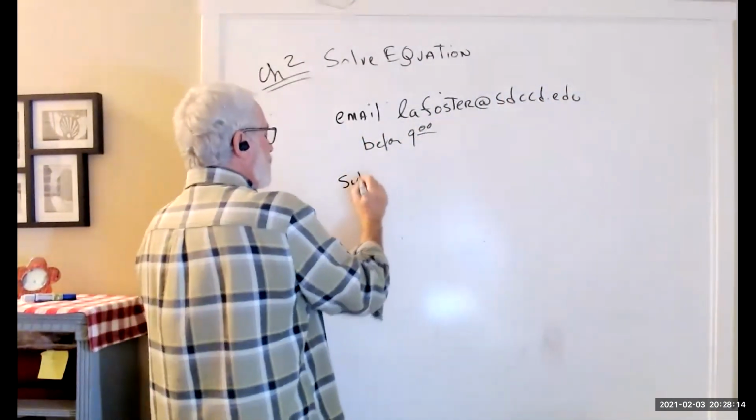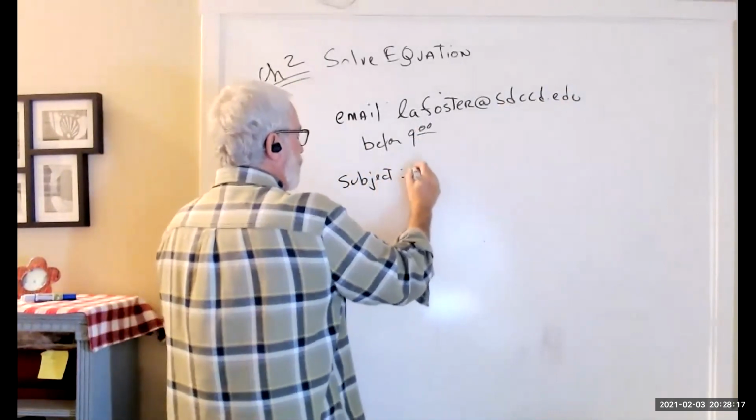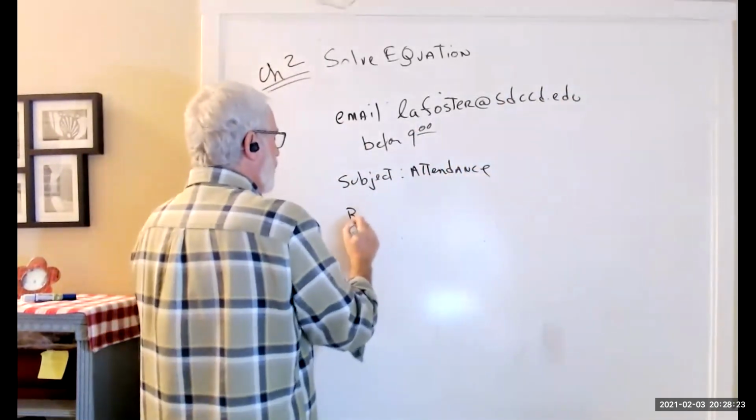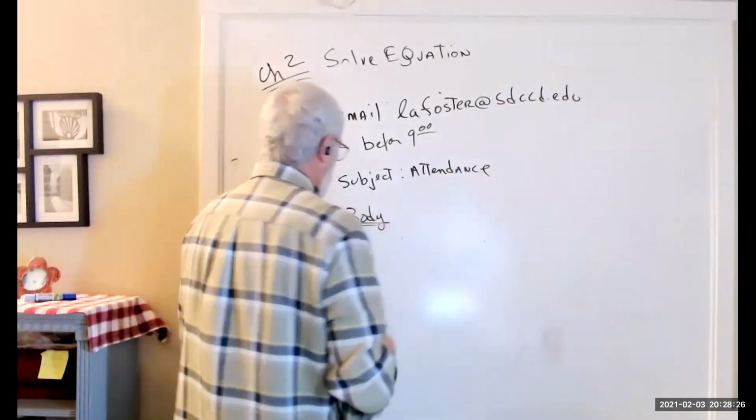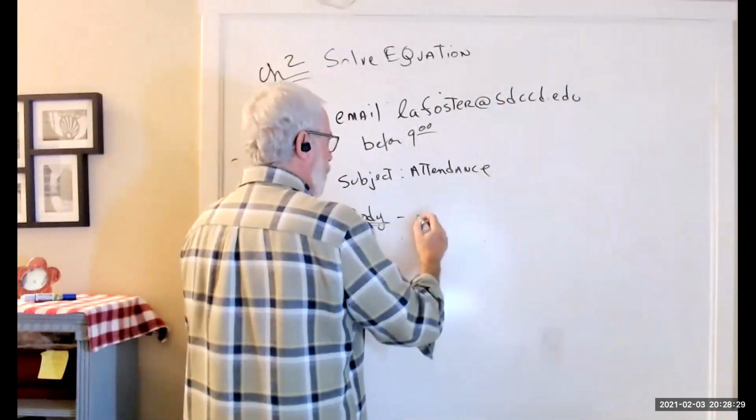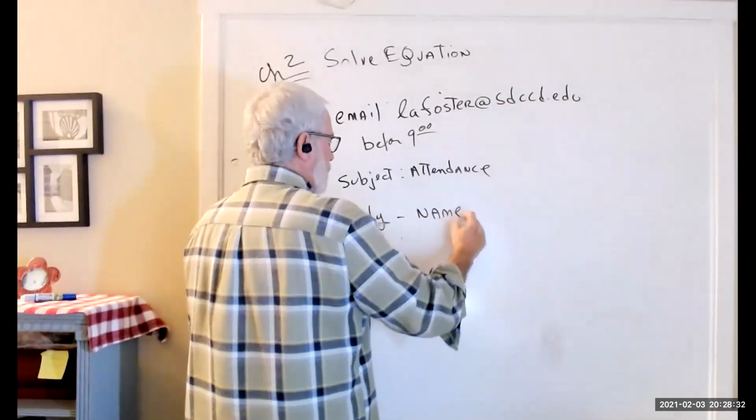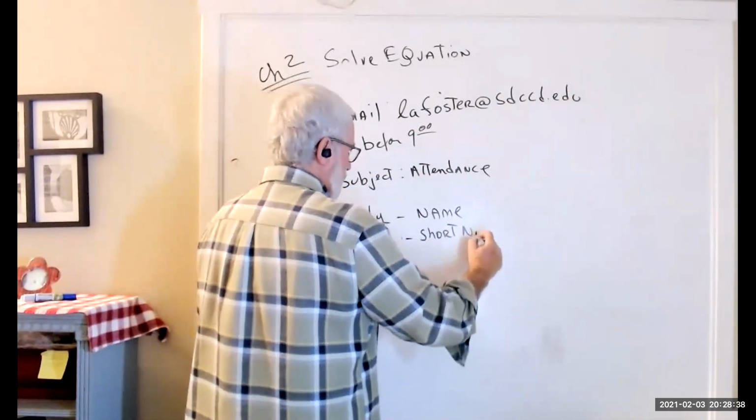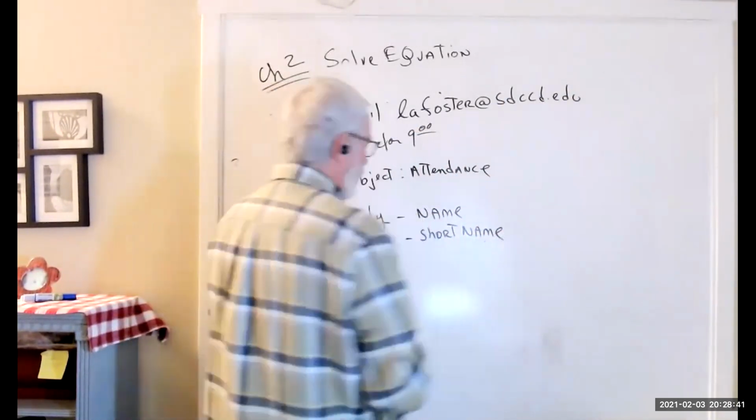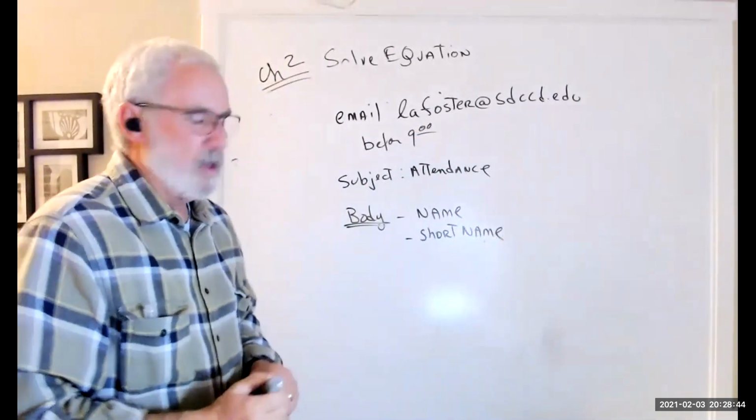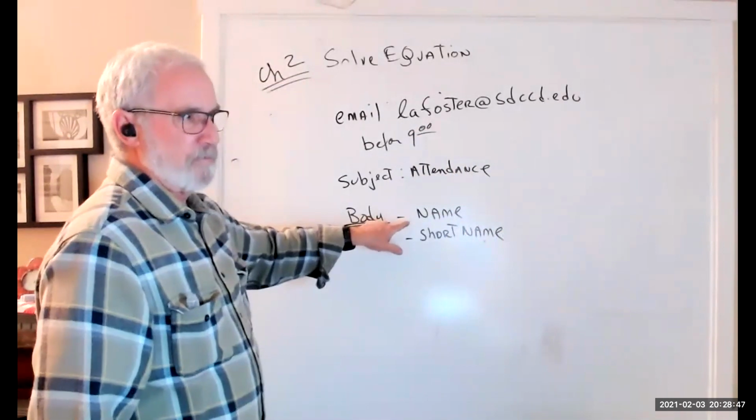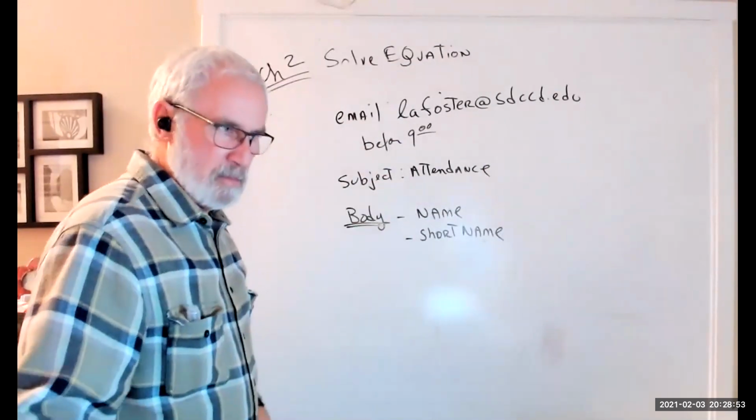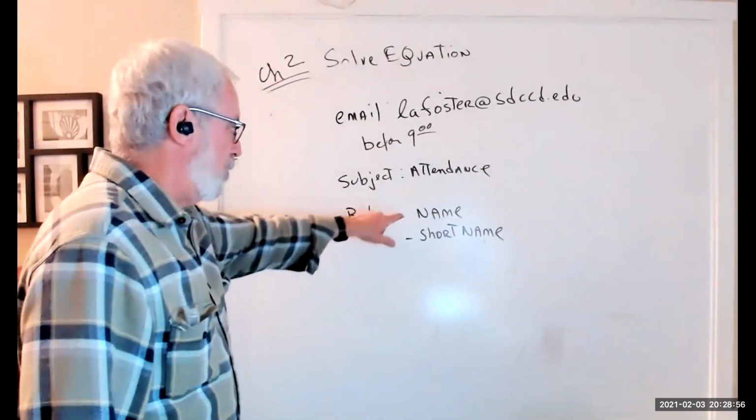In the subject, I want you to put the word attendance. But in the body of the letter, now this is going to be kind of weird. I want you to put your name and then your short name. Now let me explain that. Just looking at it on the board up here, it makes no sense. Your name is your real name. You don't have to put the whole thing up there, just so I know who you are, so I can look at you on Canvas or whatever, know who I'm talking about.